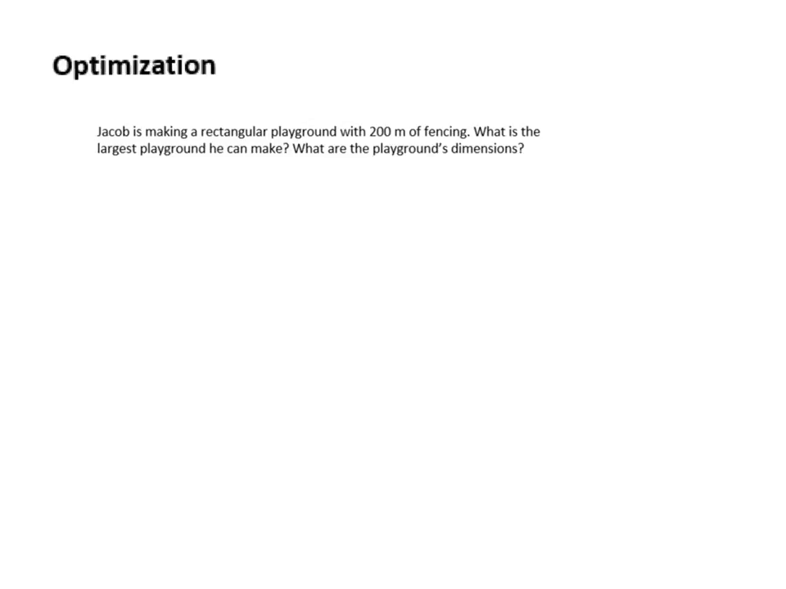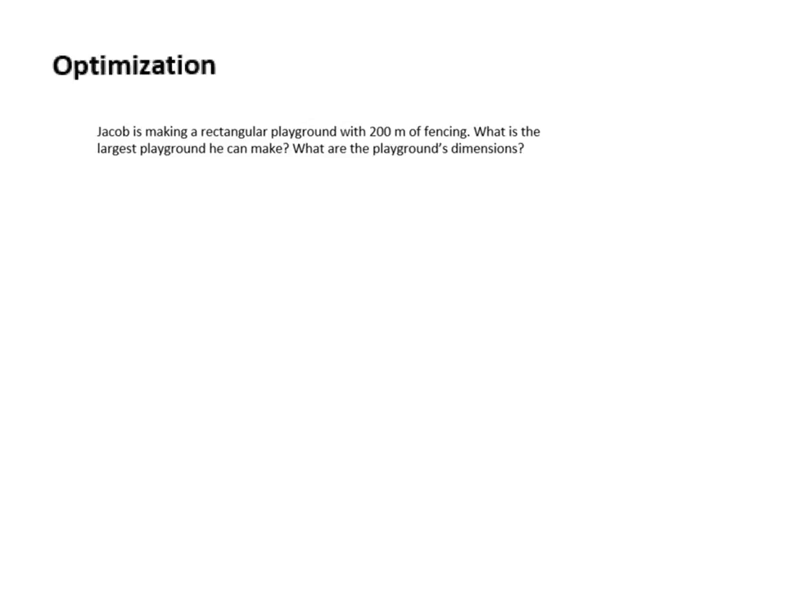So in this question, we have Jacob is making a rectangular playground with 200 meters of fencing. What is the largest playground he can make? What are the playground's dimensions? So there's two questions there.